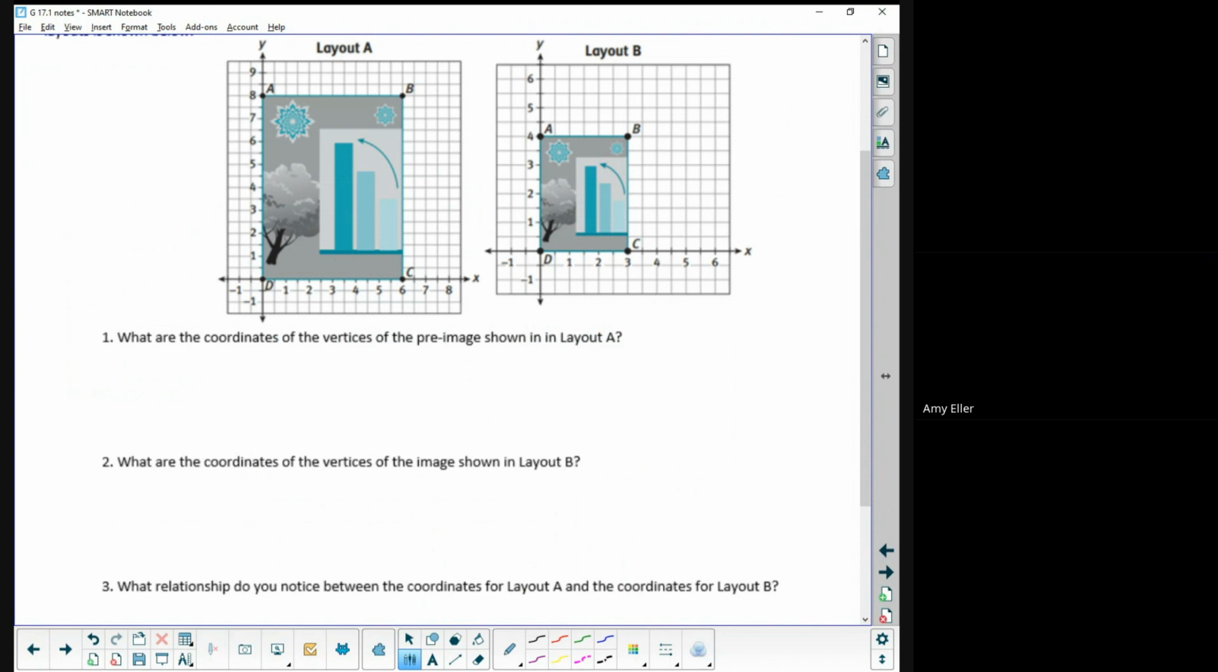So here we go. A, B, C, and D. A, would we say 8, 0 or 0, 8? Correct. 0, 8. Over 0, up 8. B, 6, 8. Fill in the rest.